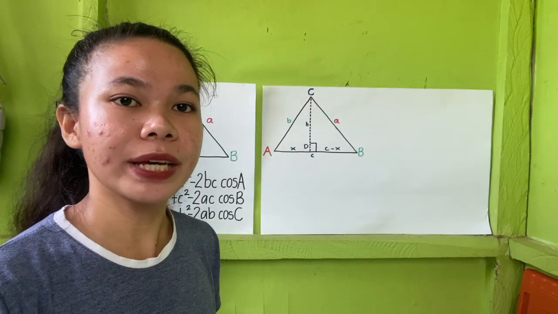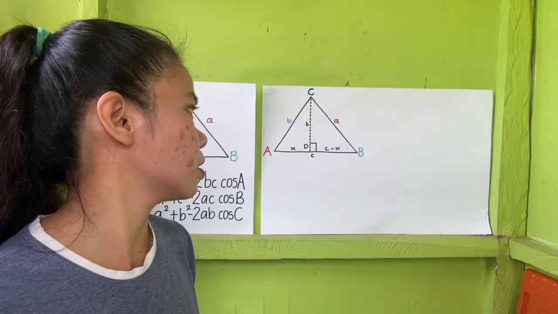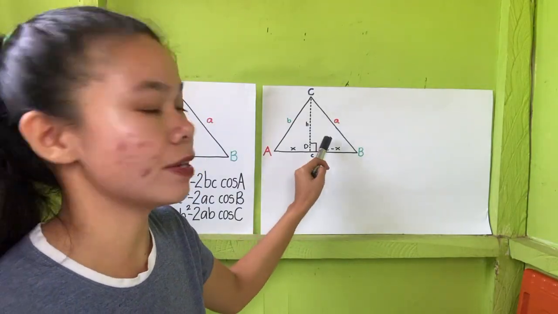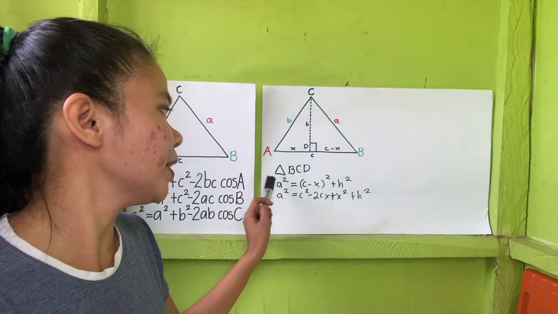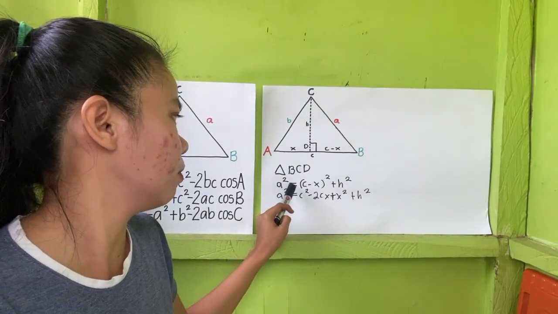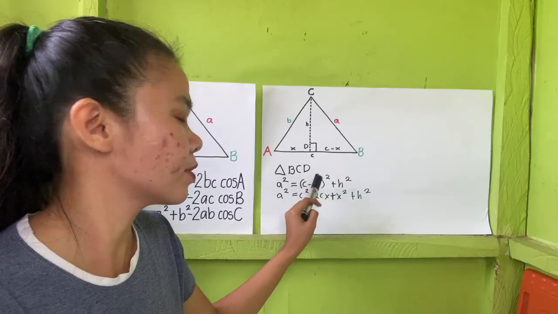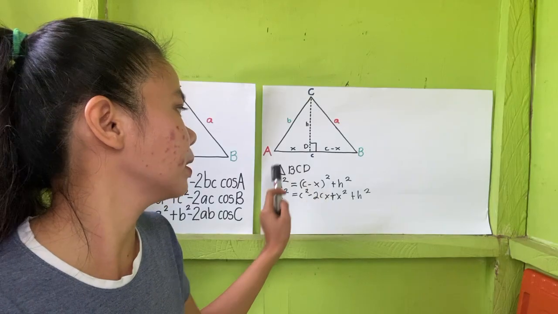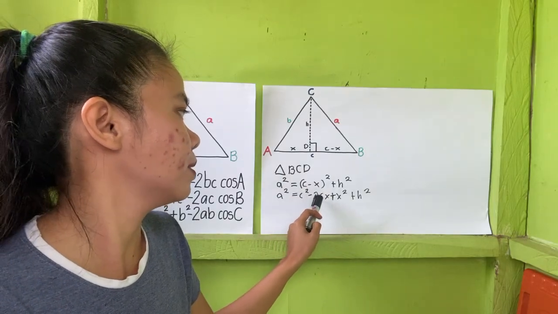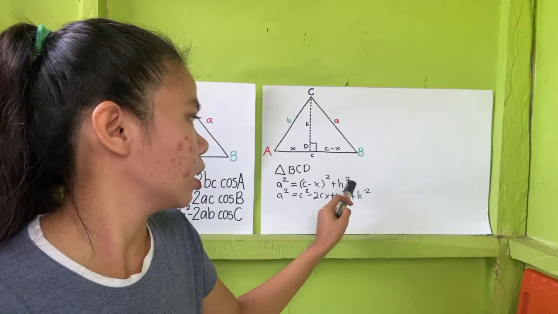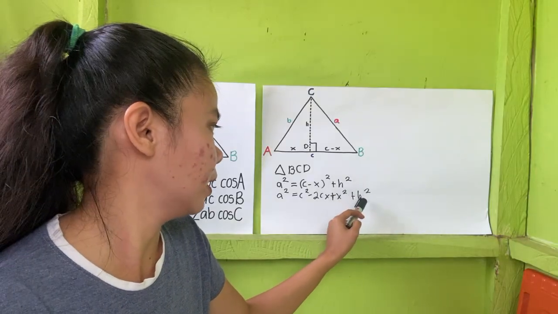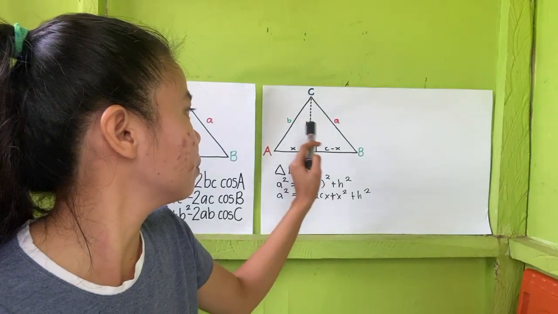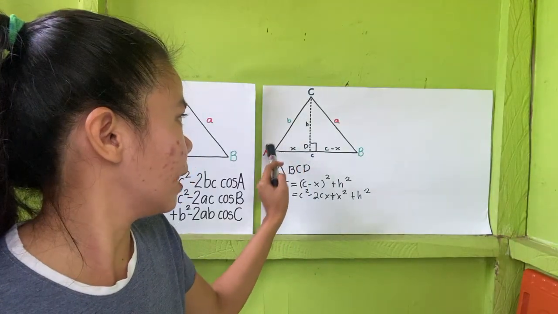At this point, we can use the Pythagorean theorem because we now have two right triangles. Let's start with this one. For triangle BCD, we have a squared is equal to the quantity c minus x squared plus h squared. Now, we are just going to expand this and we will get c squared minus 2cx plus x squared, copy this one, plus h squared. We are just going to set this aside first because we will move to triangle ACD.